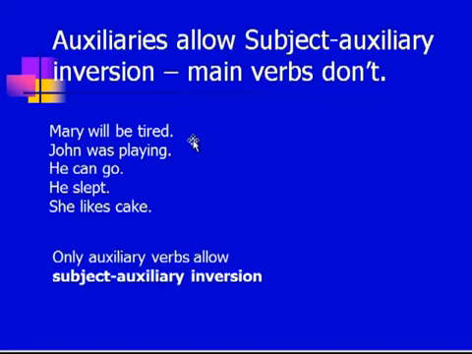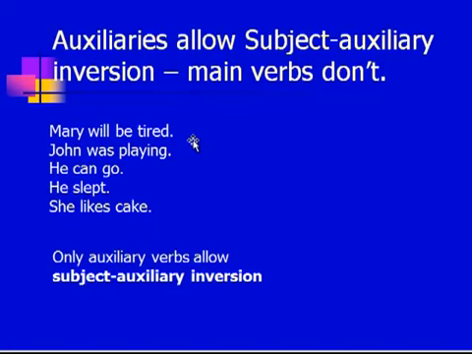John was playing. Can you do inversion here? Yeah, you can. You can say, was John playing? So again, was is an auxiliary, and it's in fact a progressive be, a form of progressive be. He can go. Can you do the inversion here? Yes, because you can say, can he go? So can is an auxiliary, and it's in fact another modal.